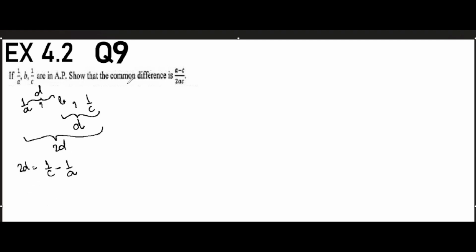Now we have to show that this common difference d equals (A minus C) by 2AC. So let's solve it. 2d equals, taking LCM as AC, (A minus C) by AC. Now d equals (A minus C) by 2AC, which is equal to this one. So hence proved.